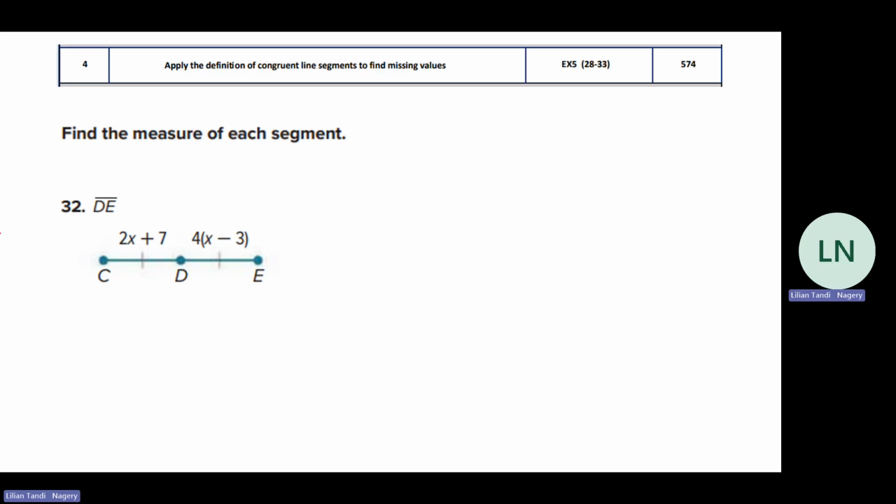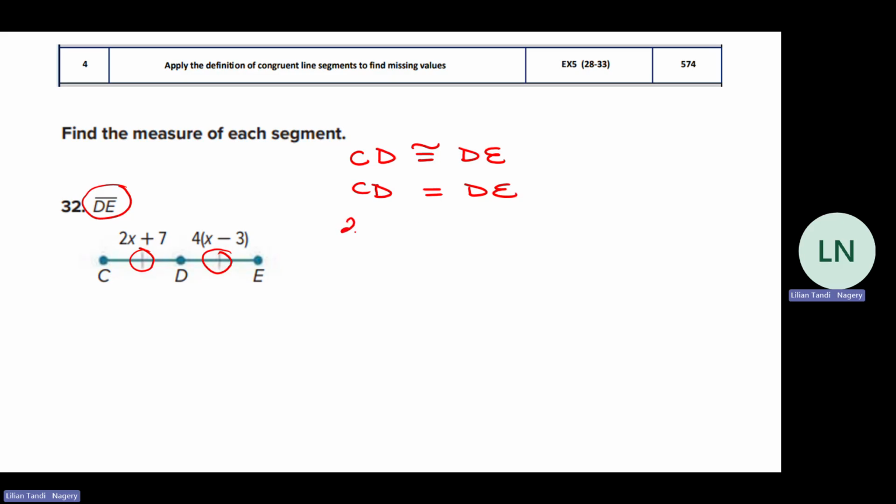All right, now let's come here. It tells me to find the measure of each segment. Which segment does it want? DE. Now, I know that CD is congruent to DE because of this mark. So I will write here, CD is congruent to DE. What does congruent mean? It means CD is equal to DE.